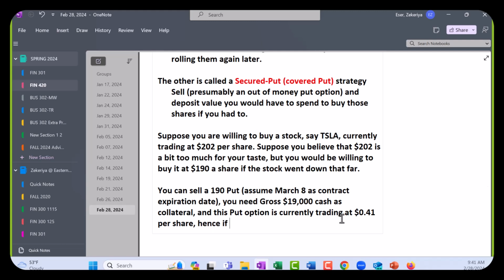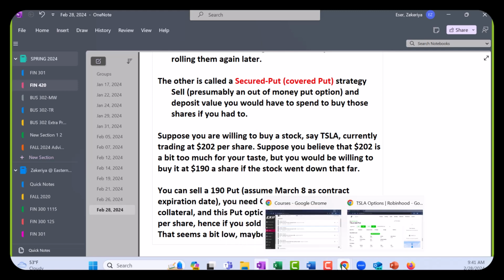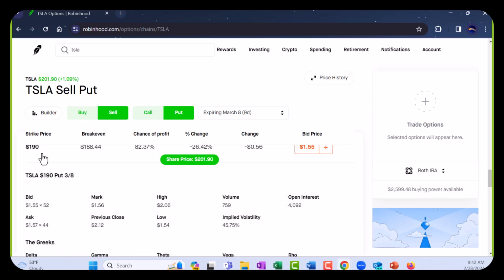Hence, if you sold it, you would get $41 back. That seems a bit low. Maybe try 190 puts. Oh, actually, we were gonna try 190. I'm sorry. I was telling myself something was off. Okay, that makes a little bit more sense now. It's 157.